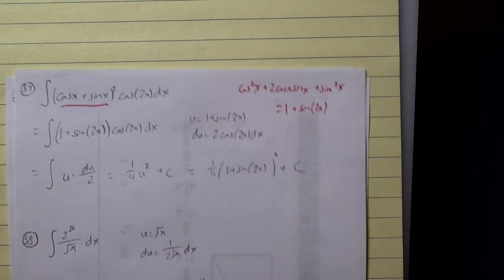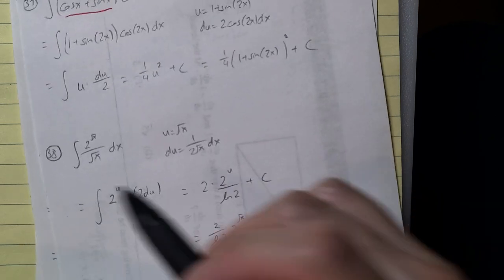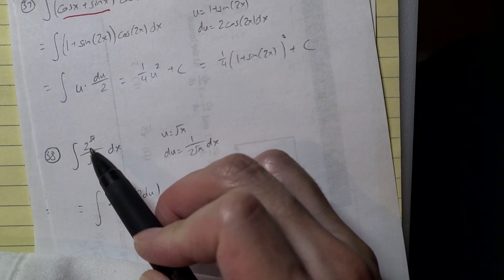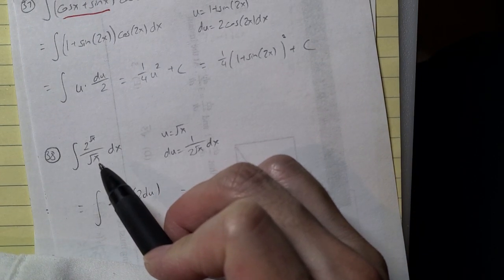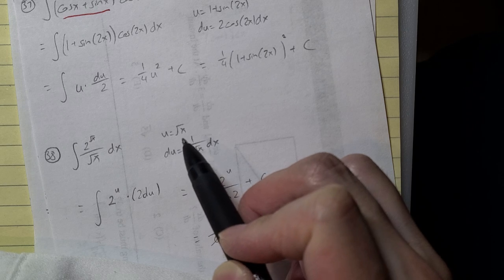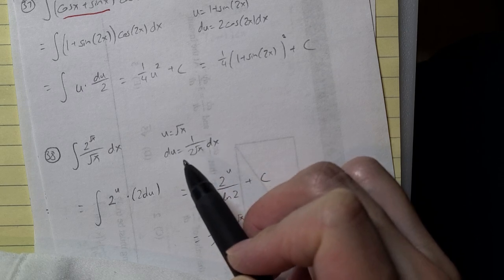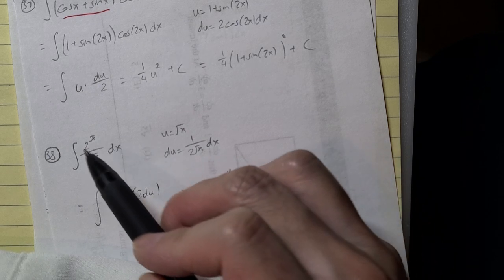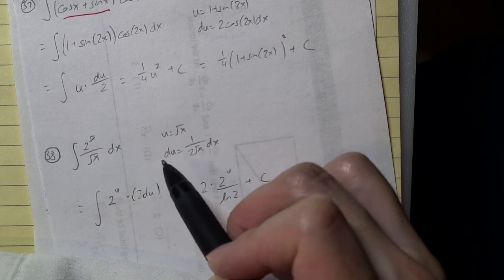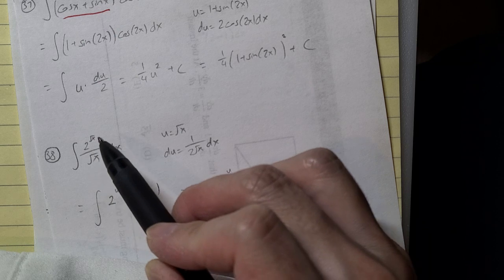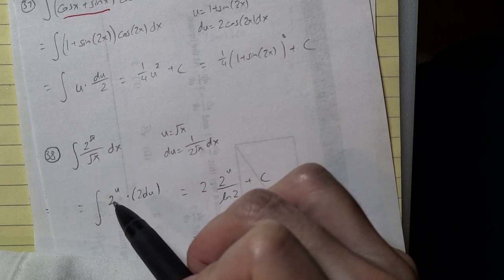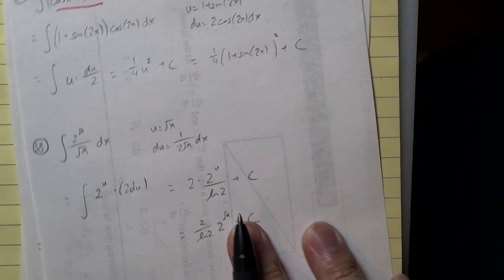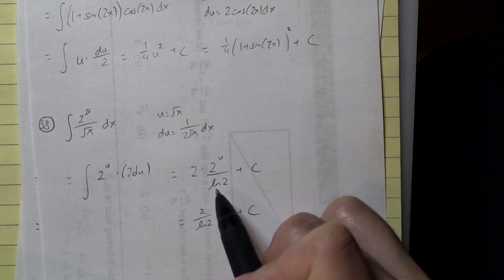Okay? This one, I again see a substitution, integral of 2 to the square root x divided by square root x dx. We let u be square root x. du is 1 over 2 root x dx. Okay, so 1 over root x dx, that's 2 du. And then this is just 2 to u. Okay? 2 to u, that's a simple integral. It's just 2 to u over ln 2.